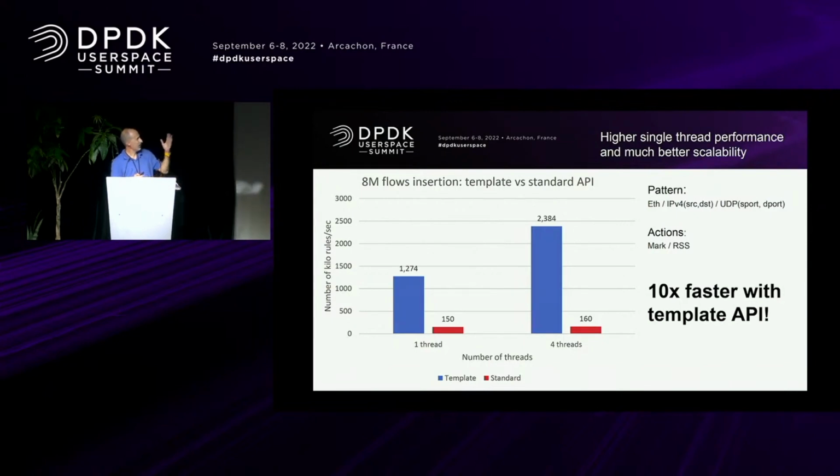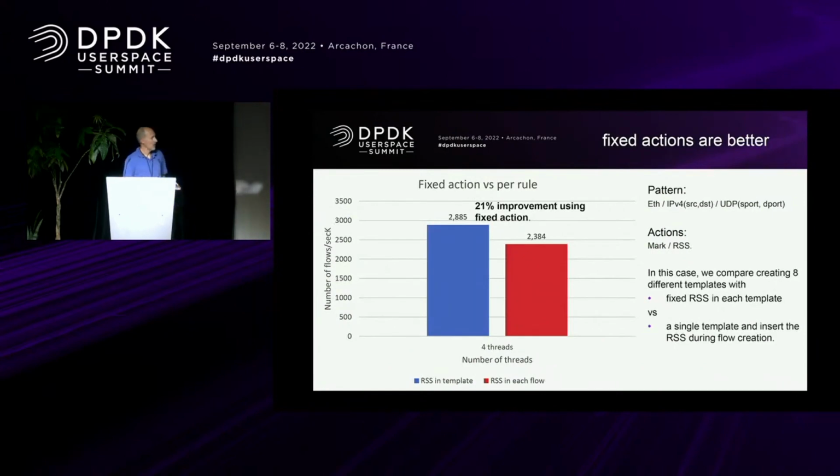Basically, we can see from this graph that the new template API is 10x faster than the standard one. One of the key aspects, like I mentioned before, is that the template API is configured asynchronously, and everything else is also split between control and data path. Everything we want to allocate is in the control path, so while you are inserting the rules in the data path, there will be no allocation and nothing will be created new.